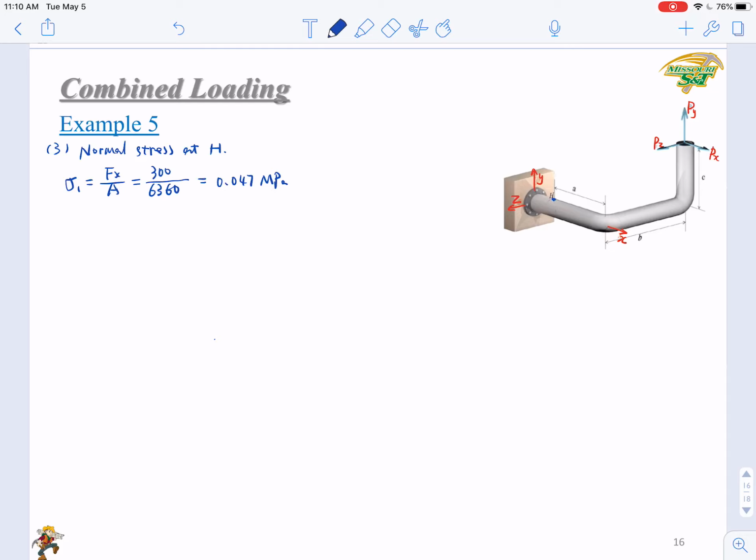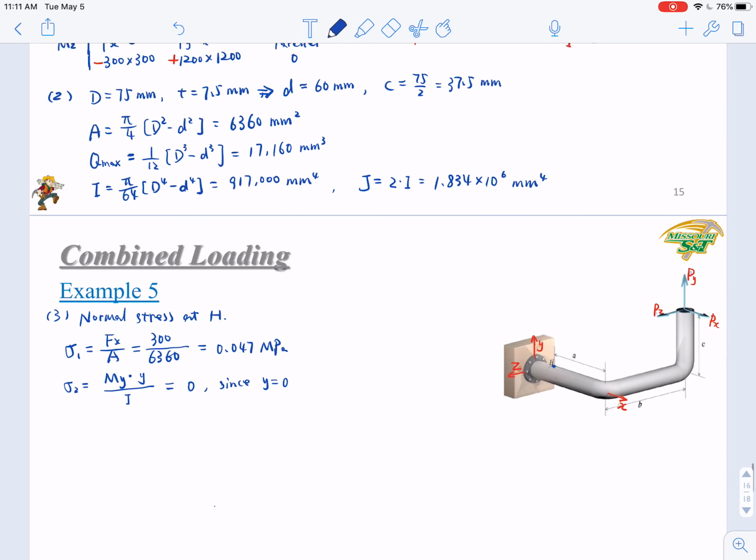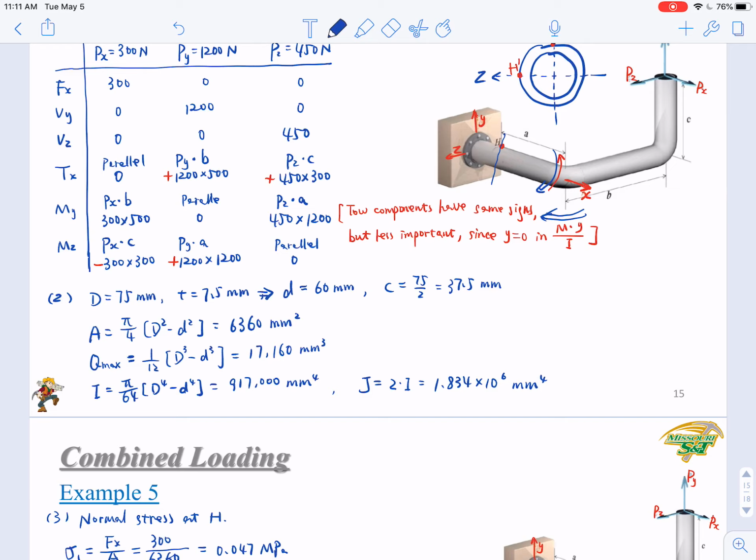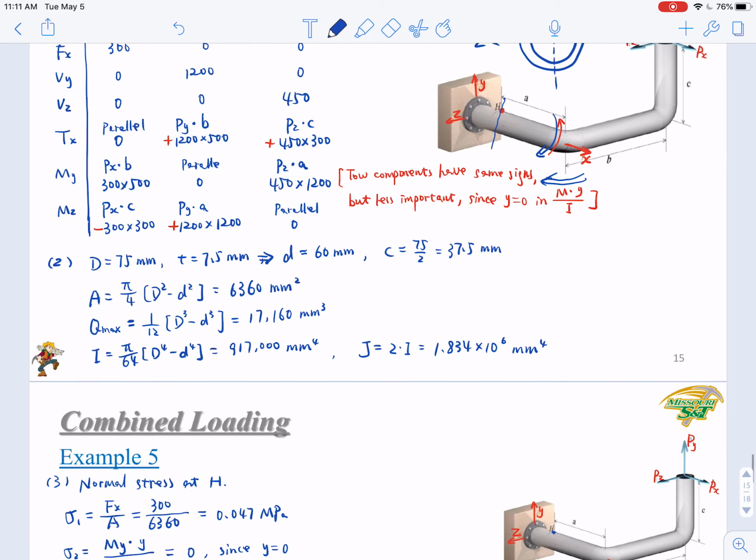And the second component, sigma 2, is due to My, so just My times a y value over I. This is 0 as we just analyzed, since y equals 0. So we do not need to combine these two components of My to get an overall value of My at all. We can skip this step.